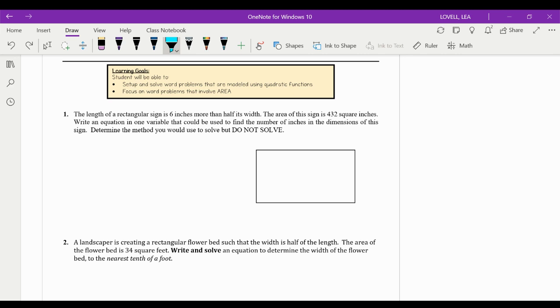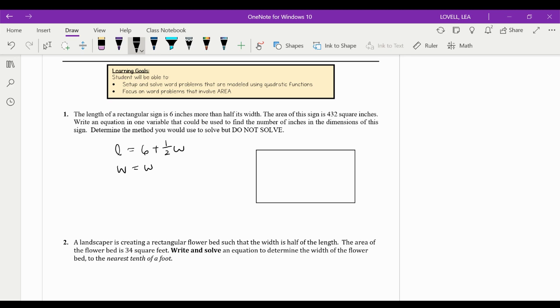Now, with these types of problems, we call them let statements, right? With let statements, you want to start with the last piece, then work backwards. So here they tell us that the length of a rectangular sign is 6 inches more than half its width. So let's put length in terms of width. So we have length is equal to 6 plus 1/2 of the sign's width. So the sign's width is just going to be W.